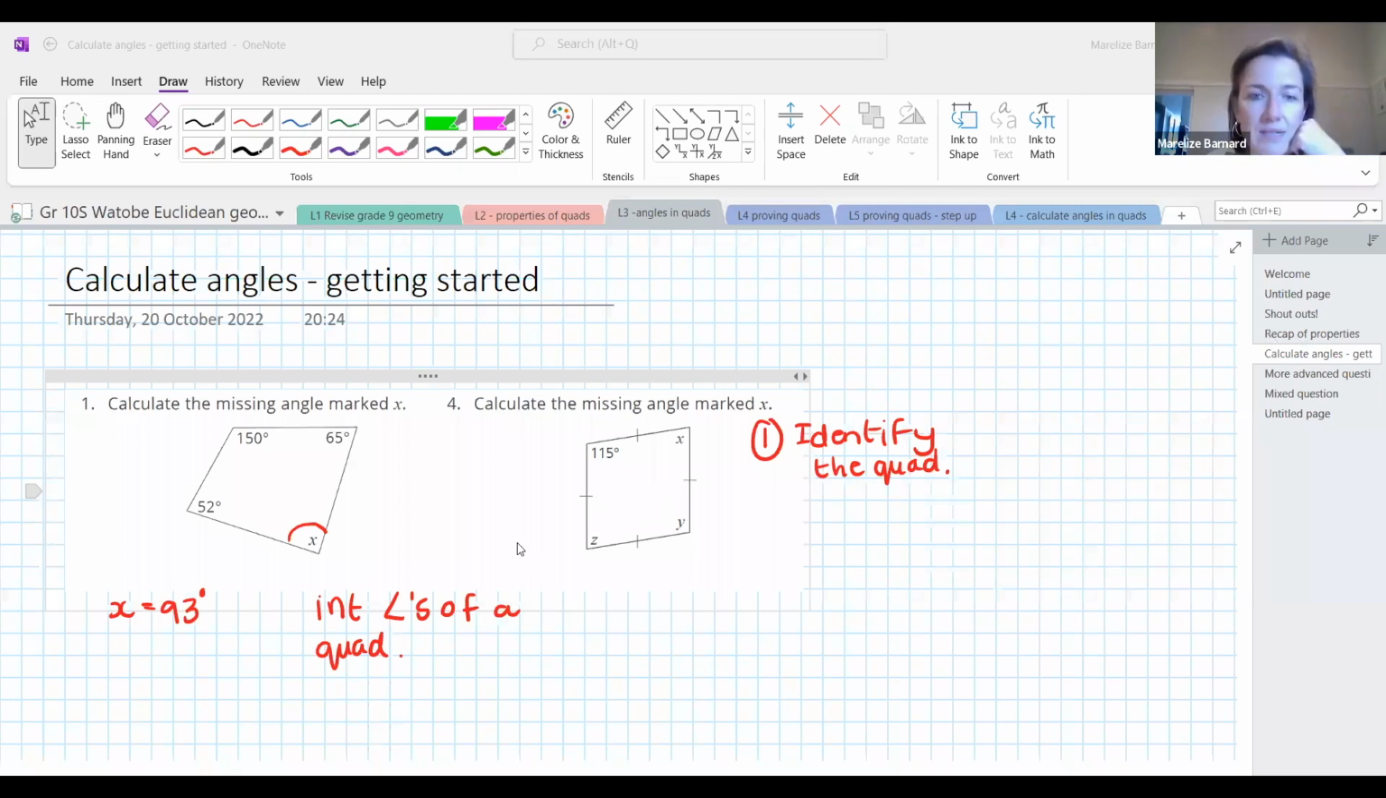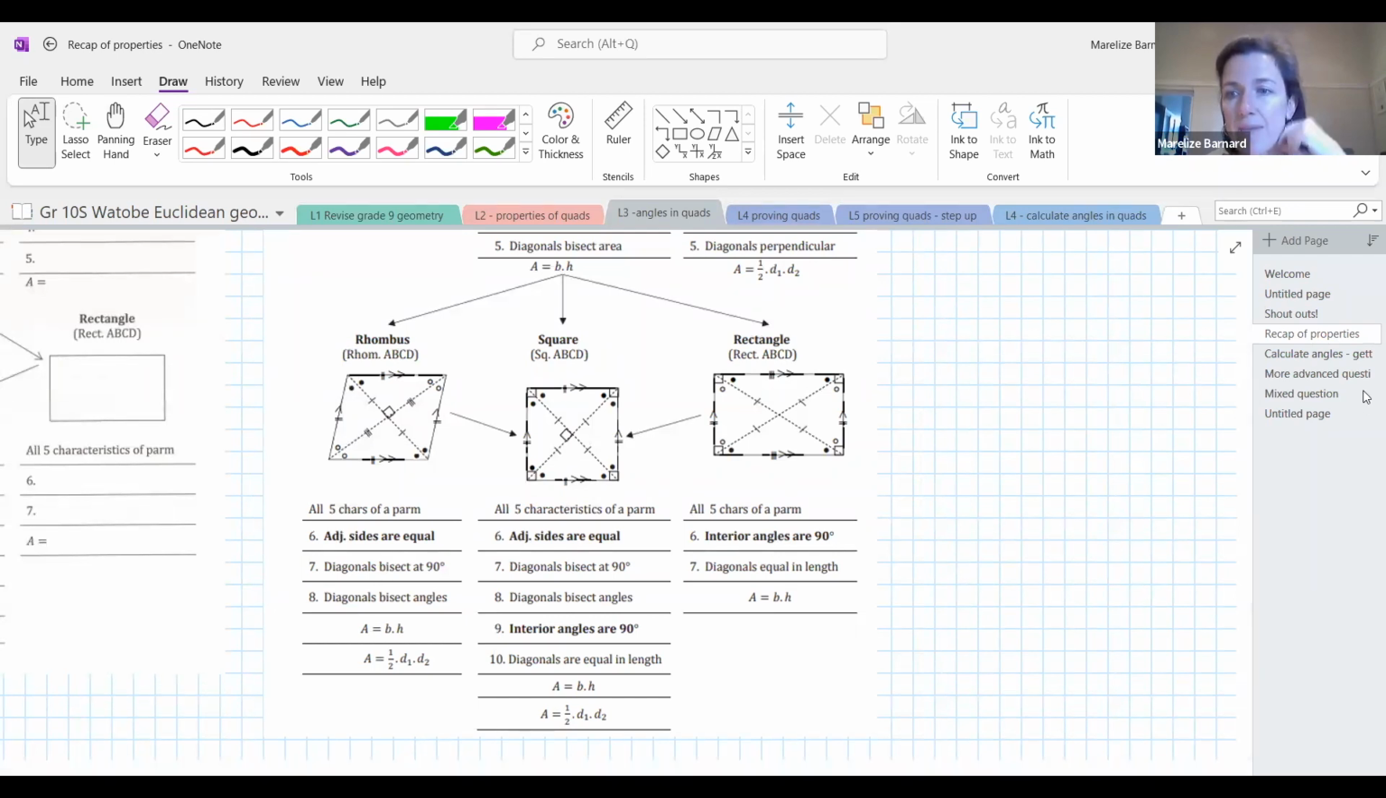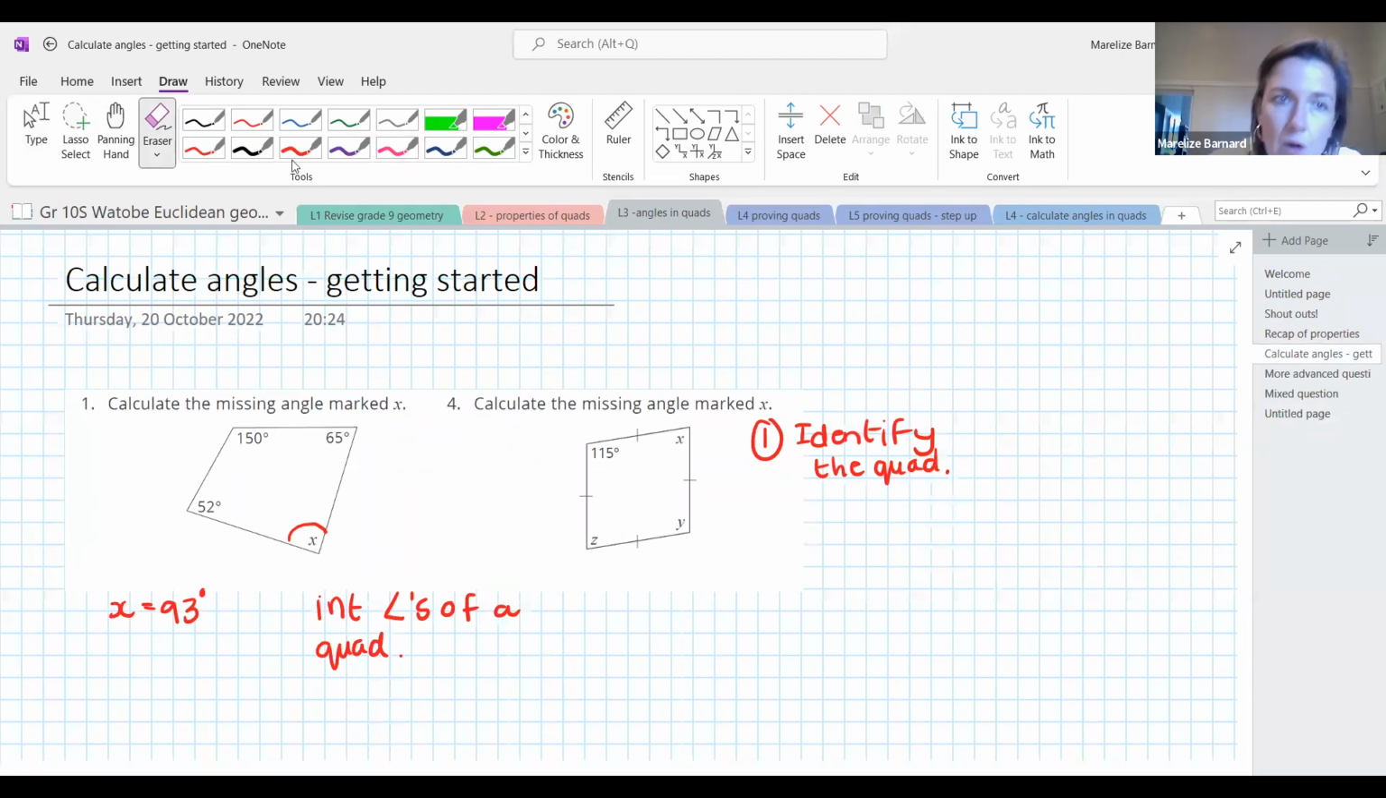Let's go back to our properties. It says the adjacent sides must be equal and the interior angles are 90 degrees for a square. And a rhombus, the adjacent sides are equal. So which shape is this again? I ask you, grade 10s. This is a rhombus. Yes. If this angle was not 115 and it was 90, then it would be a different story. But it's 115, so it's a rhombus.